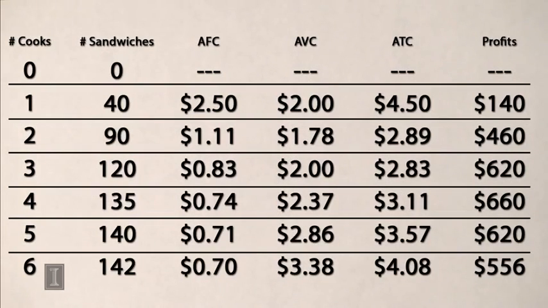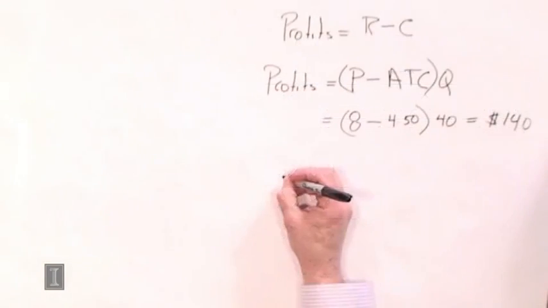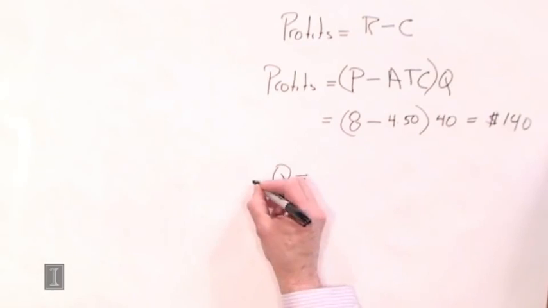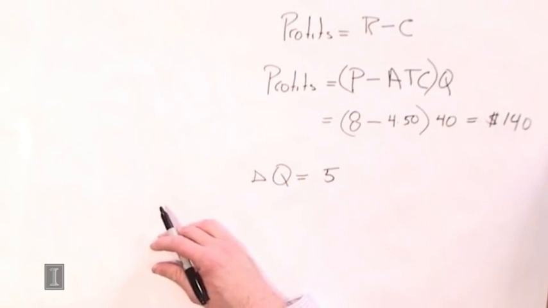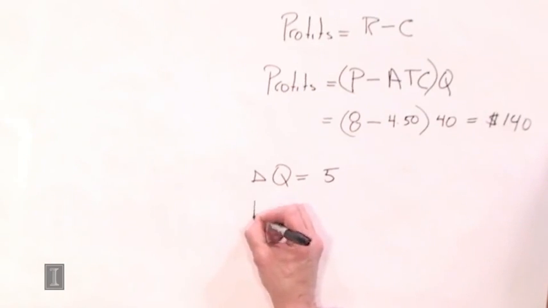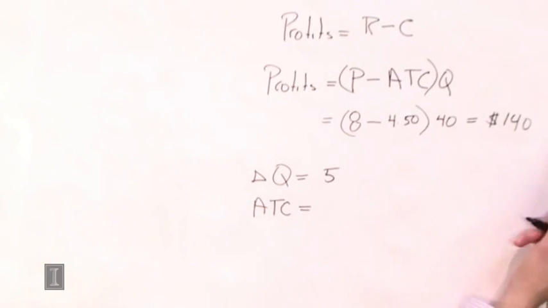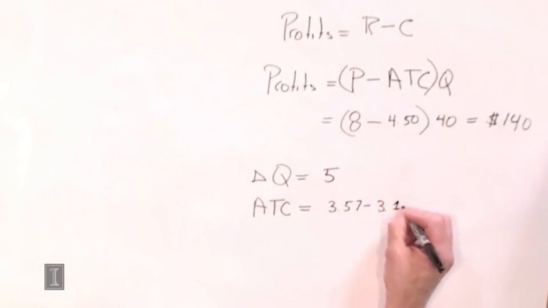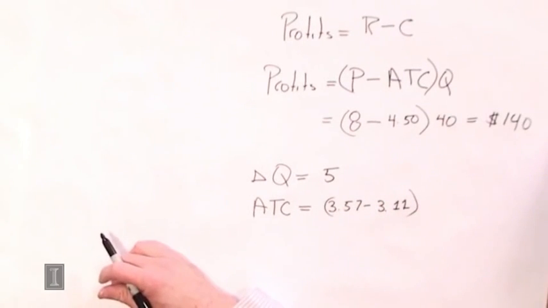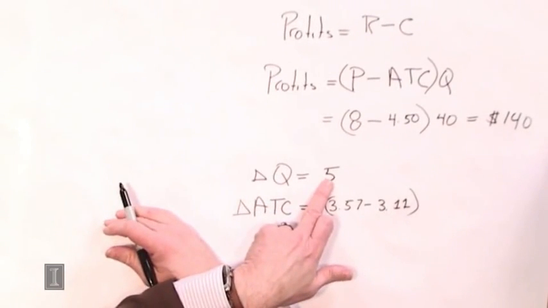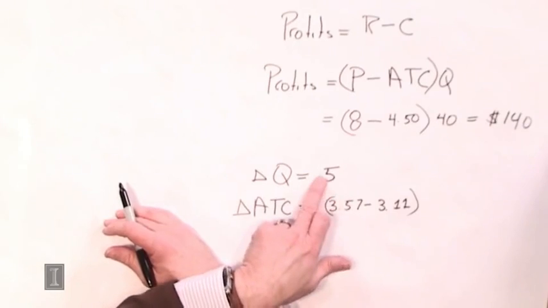Well, if you produce 140 sandwiches, your costs are actually changing by how much? Well, you have how many more units you produce? You have 5 more units. The change in Q is 5 units of Q. And then your average total cost goes from $3.08 to $3.57, right? So your average total cost increases by 357 minus 311. The change in your average total cost. And every unit, you have 5 more units, so you're actually adding that much cost.